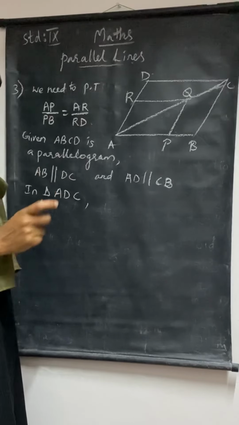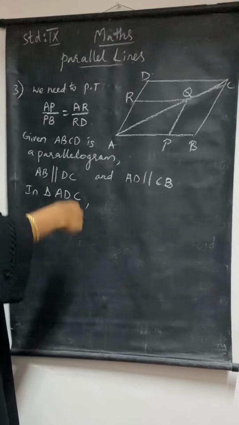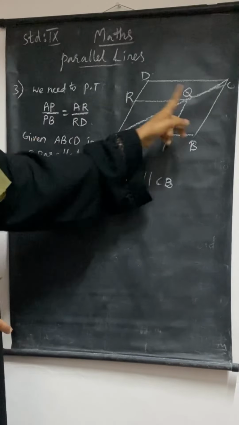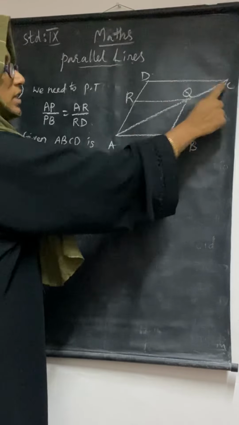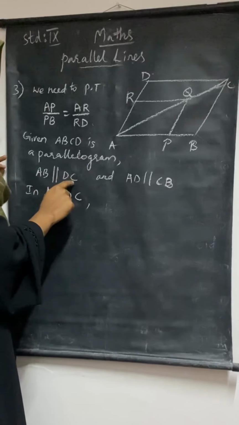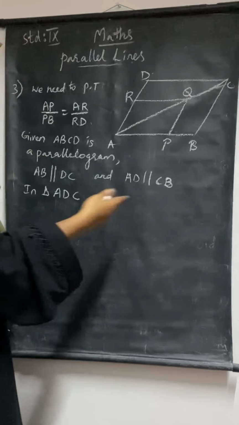What is given in the question? That you have to write. Given: ABCD is a parallelogram. We are copying all that from the question itself. If that is a parallelogram, you all know AB is parallel to CD, right? AB is parallel to DC, and AD is parallel to CB. That you can write anyway.